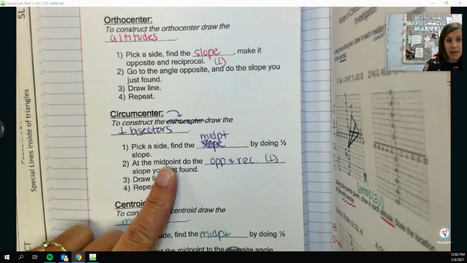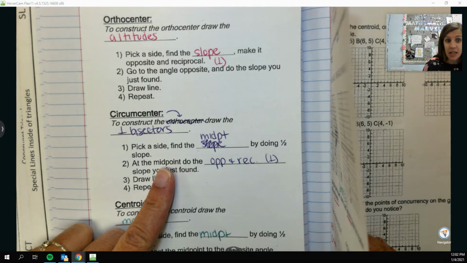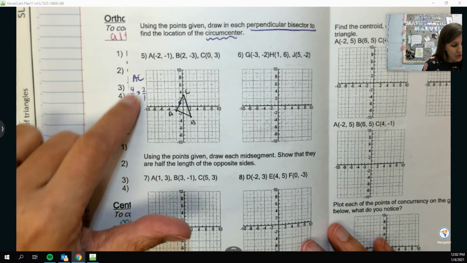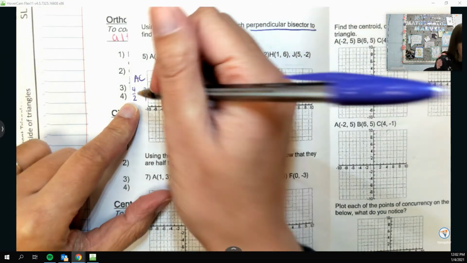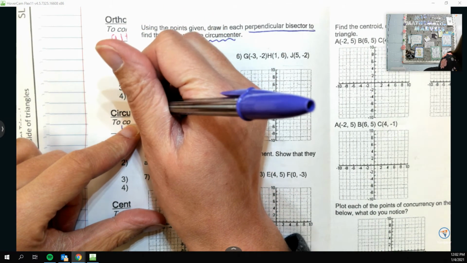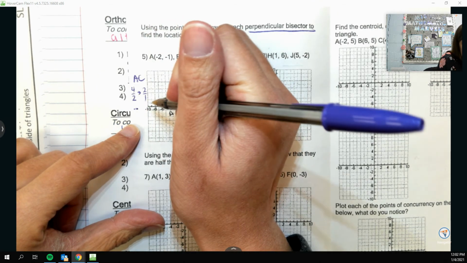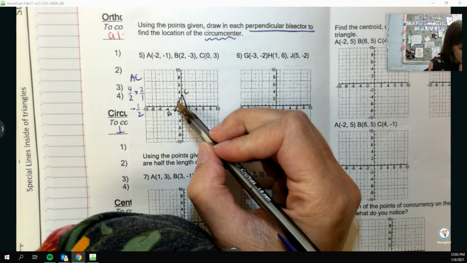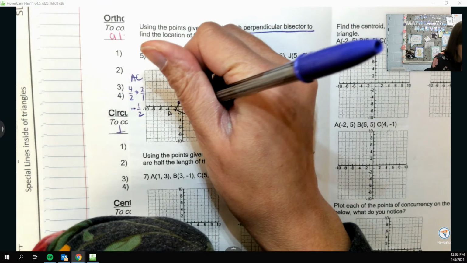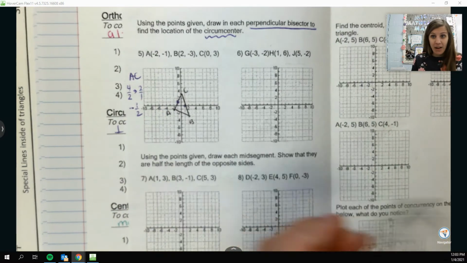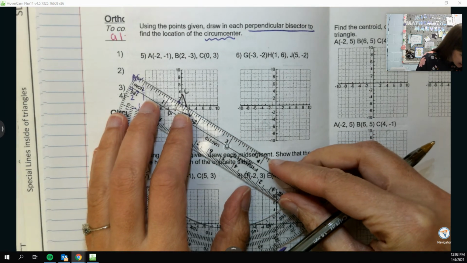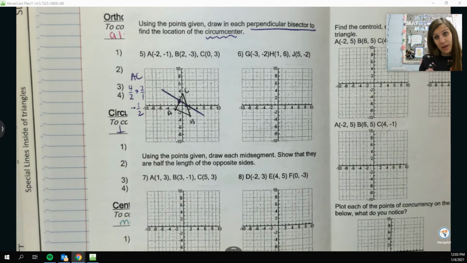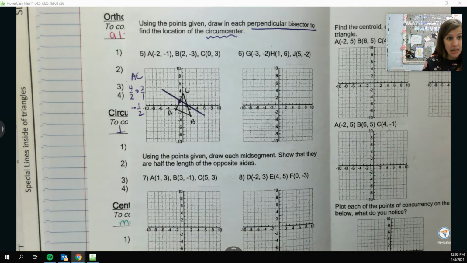And then at the midpoint that I just got, do the opposite reciprocal of the slope I just found. And you can use either one because really the slopes are the same here, but I need to do the opposite reciprocal. So since it's positive, opposite is negative, and then I flip it, so half. And so from here, I'm going to go down 1, positively 2, and then I have 1 perpendicular bisector. I need 2 if I want to find where they cross and call it the circumcenter.